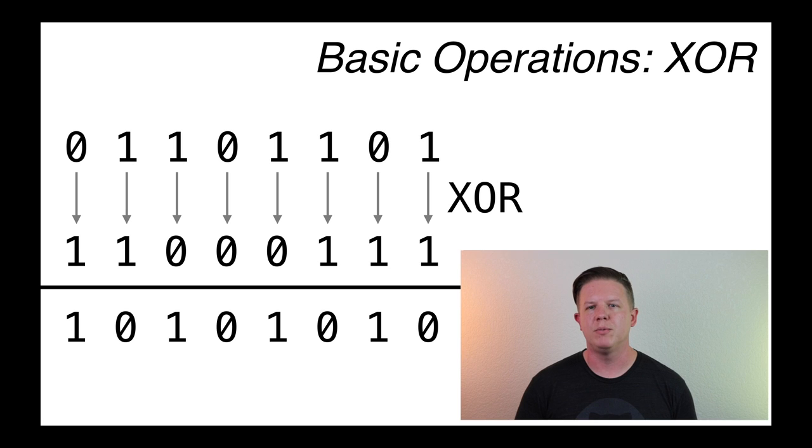So in this case, we get several less one values than we did when we OR'd them together, because any of them that have both positive values will turn into a negative value. So that is the exclusive OR, or XOR.